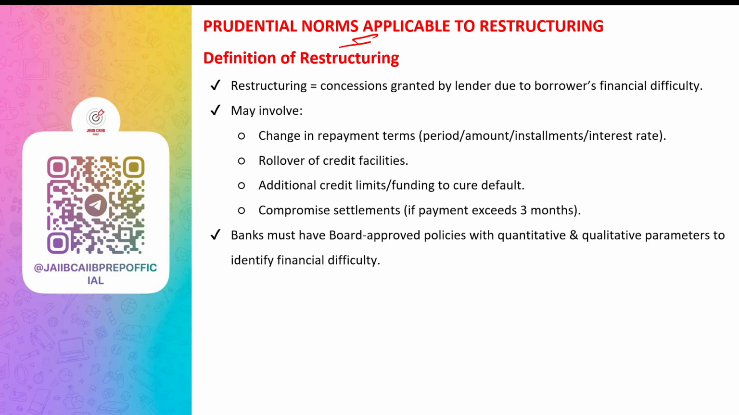This may involve changing the repayment terms, rolling over existing credit facilities, giving the borrower more time to use the current loan accounts, providing additional funds, or settling with extended time, so you agree to accept a lower amount or a structured payment where the payment period is more than 3 months. Banks must have a clear board approved policy on when and how restructuring can be done.